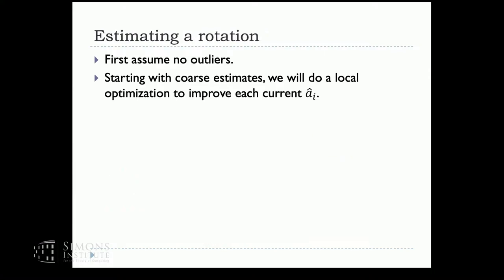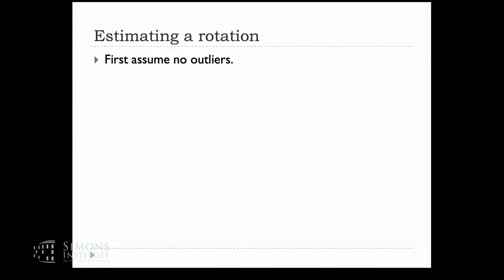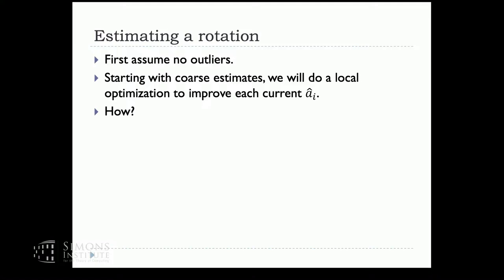Okay, so how do we estimate the rotation? So first, let's assume no outliers. It's a case we already know how to do, but it's going to be a new algorithm. So we start with the coarse estimates, and we're going to do a local optimization. So we have a starting point, right? And we know the true A_i is somewhere near this A_i hat that I started with. I should do some local optimization, local search, right?